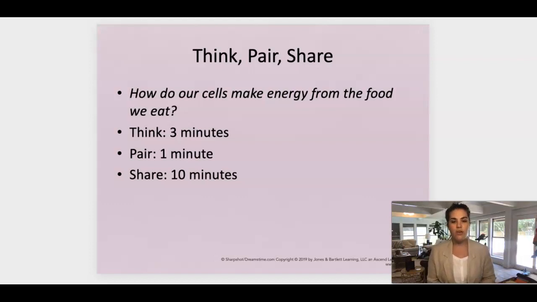Okay, and if you have traded your card 6 times, I want you to find 4 or 5 people and sit down with those people as a group, and I want you all to discuss what is written on the cards that you now hold. So, how do our cells make energy from the food we eat?